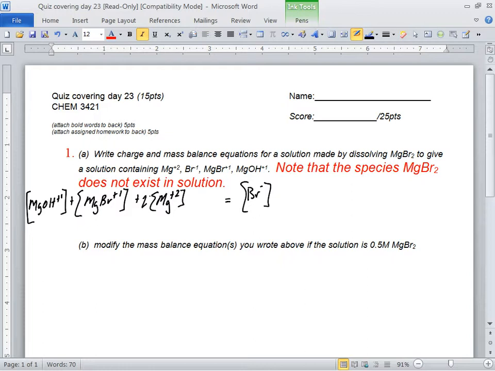So this specifies these are the ions that are there. It's already done that first step for you, identifying the ions. So you put all the cations on one side, all the anions on the other, charges out front. I think we have them all. Okay? And then it wants mass balance.